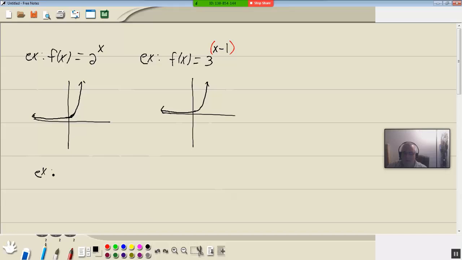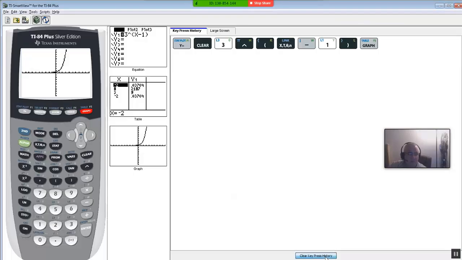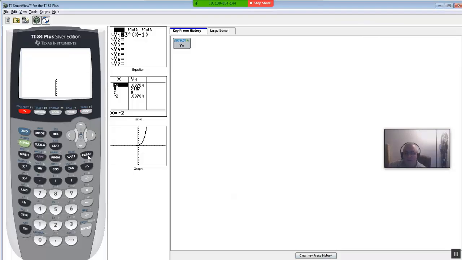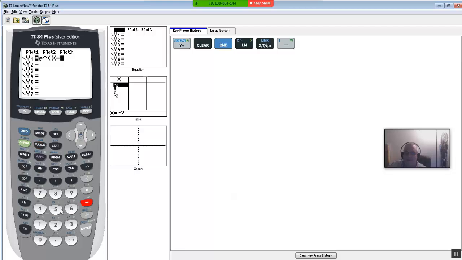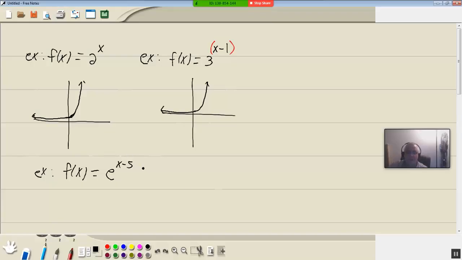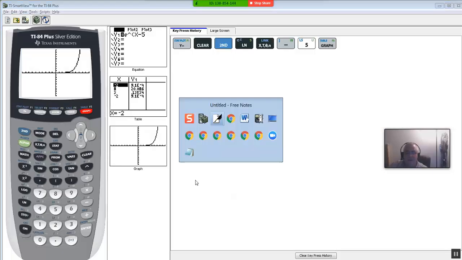One more, and then we'll look on the next topic. Some problems we may have an e. Like e to the x minus 5. On your calculator, you press your y equals, clear, and to get e, you do second ln. And that'll put your e caret beginning parentheses, and then you do your x minus 5. You don't need to put the beginning parentheses yourself because it puts it there automatically. And if I press graph, that would be our answer.